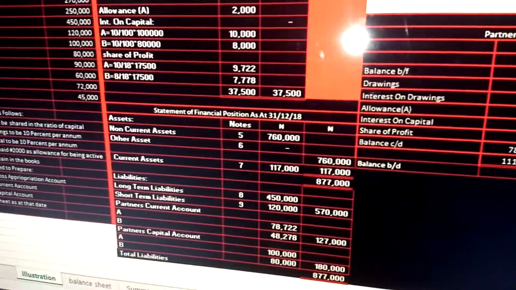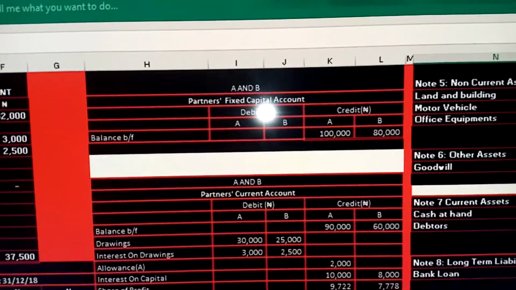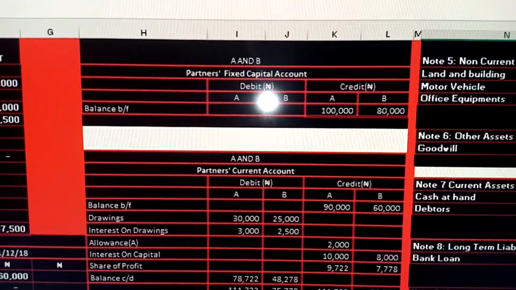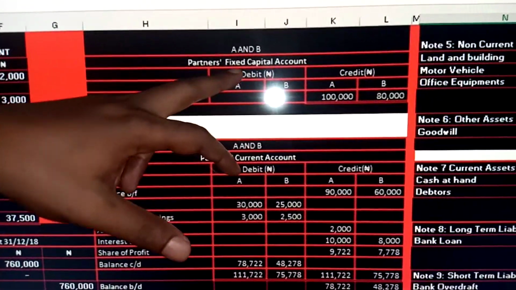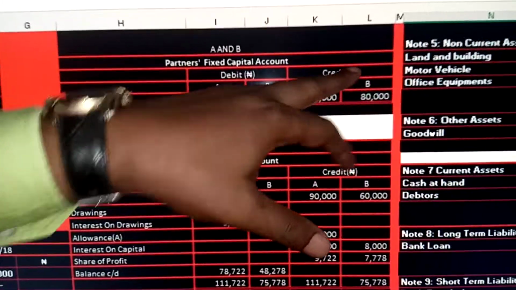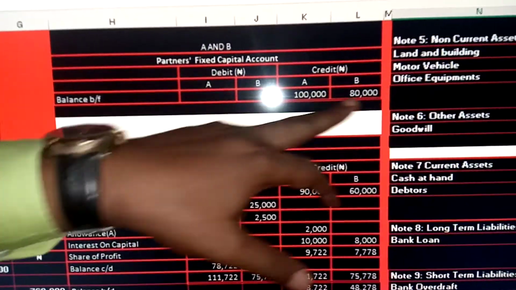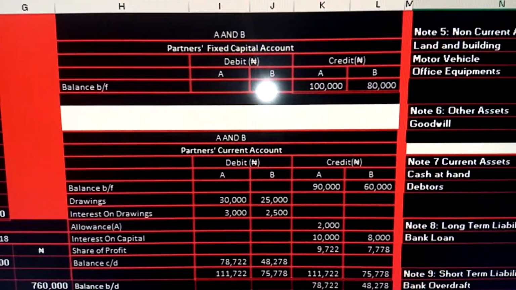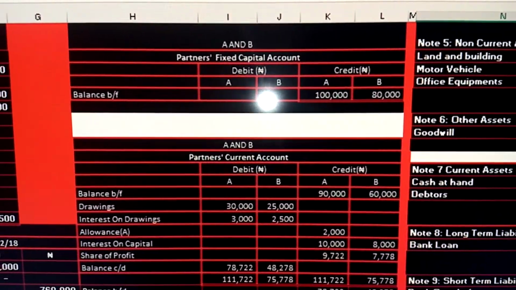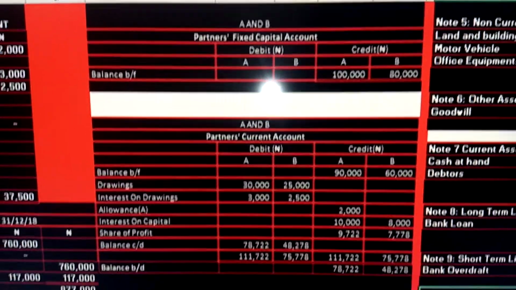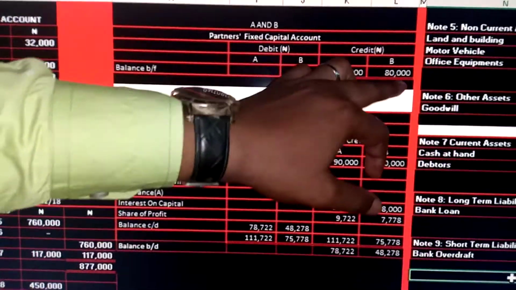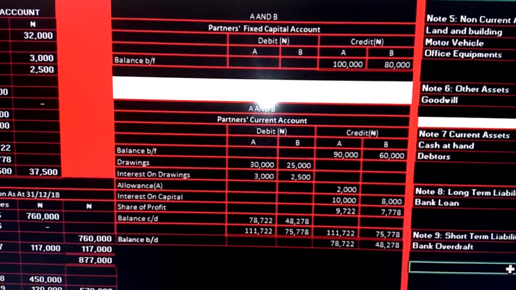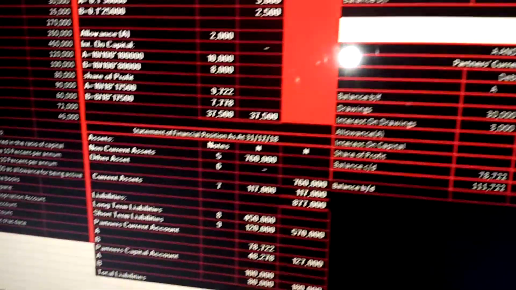Next one says partners' capital account. Remember, if you're operating a partners' current account, it means that you have a fixed account for the partners. It doesn't change. So we have the partners' fixed account here, A and B for debit, A and B for credit. Balance brought forward is 100,000 and 80,000. Like I said, because it's a fixed account, it does not change. Any excess goes to the current account, which we have already done. So that's 100,000 for A and 80,000 for B.